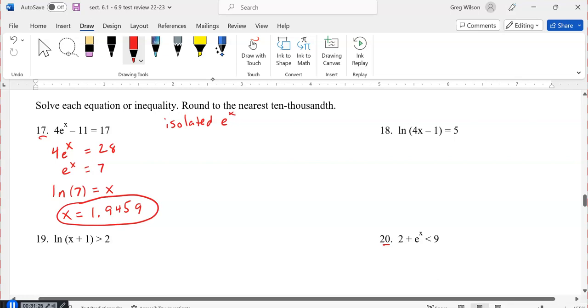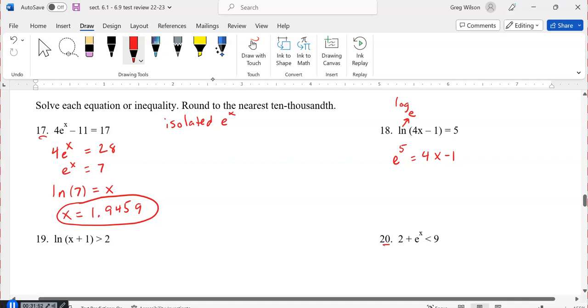Okay, 18 is a natural log equation, so it needs to be converted into exponential. But remember, the base of a natural logarithm is e. So when I change this to exponential form, it's e raised to the 5th power is 4x minus 1. And now go to your calculator. e to the 5th.